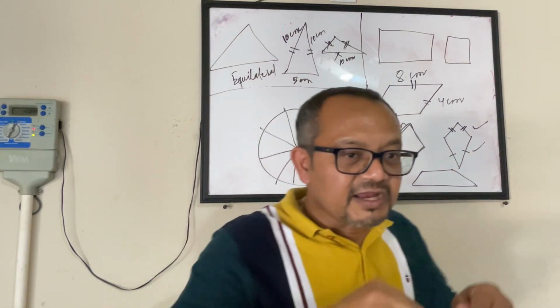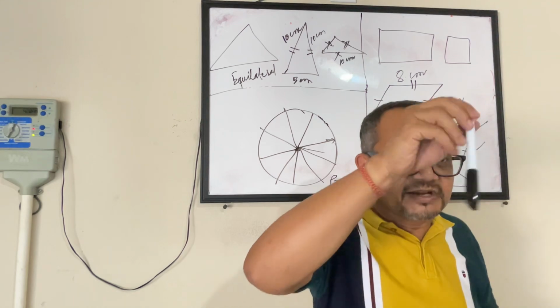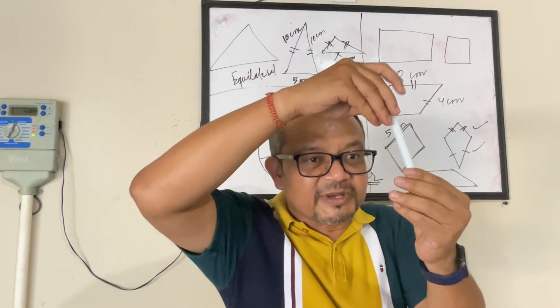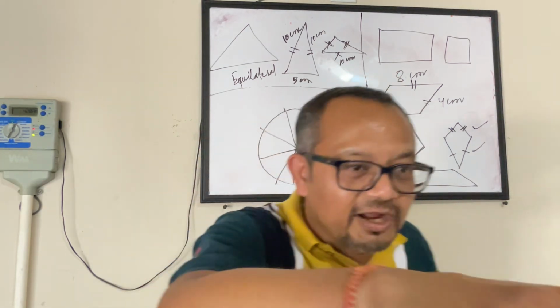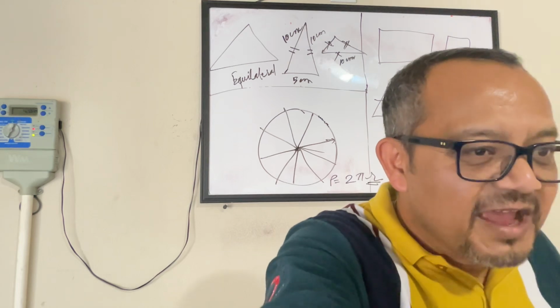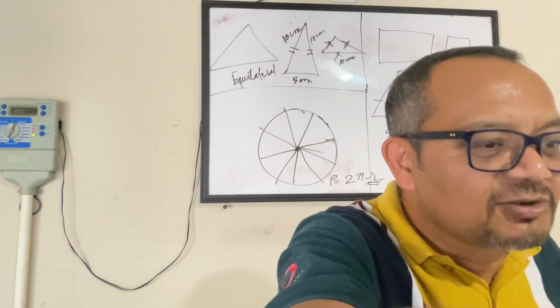So if I am rotating a string, the length of the string is nothing but the radius. And where I am holding it, that is my center. Look at the fan. The bulb that you see in the center, that is the center. And the blades are rotating to make it look like a circle.